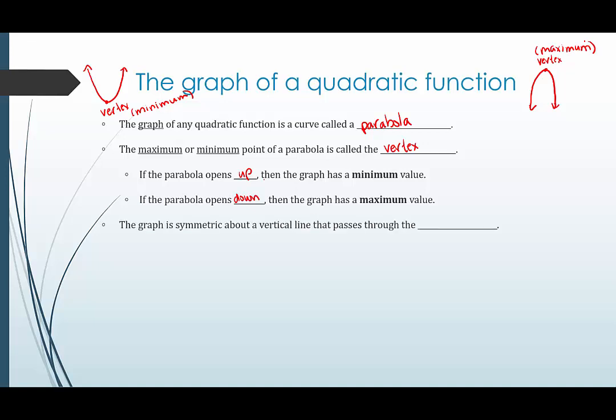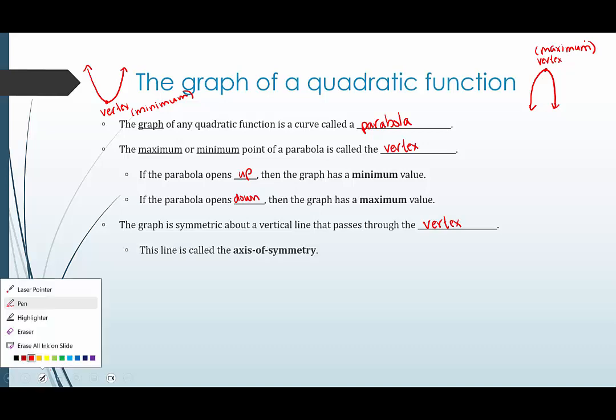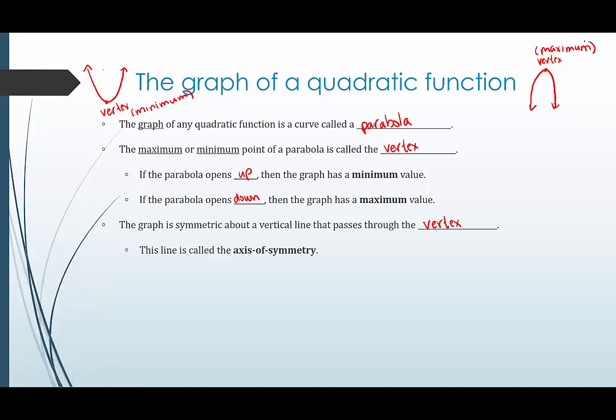The graph is symmetric about a vertical line that passes through the vertex. So sometimes we might use this, and this thing is called the axis of symmetry. And what we could see is if we just drew a vertical line just through here, the fact that it's symmetric means that if we were to fold it, and if I was able to draw the graph better, it would fold onto itself, right?